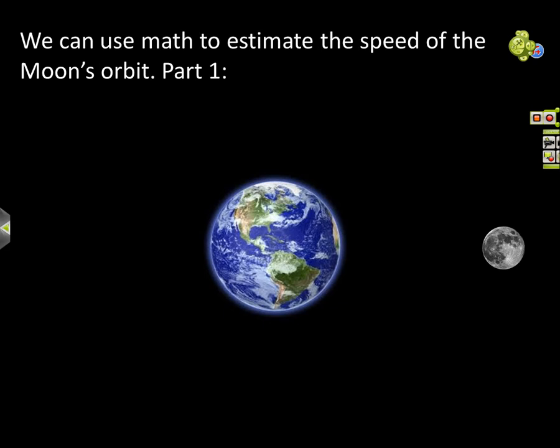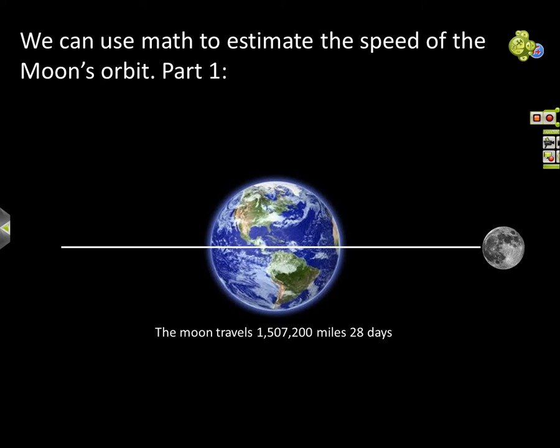We can use math to estimate the speed of the moon's orbit. Part one. The moon travels 1,507,200 miles in 28 days. It's supposed to be an N. Yeah, like that. Typo, guys.